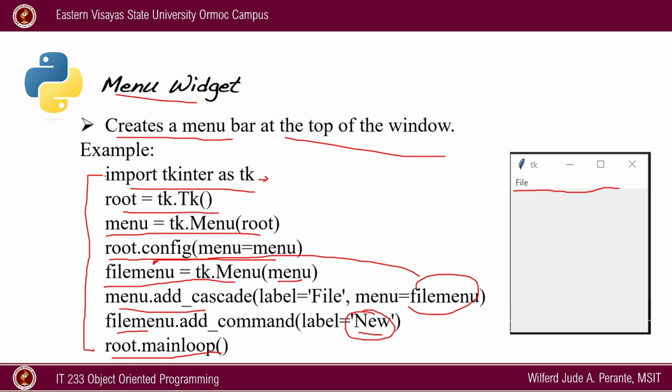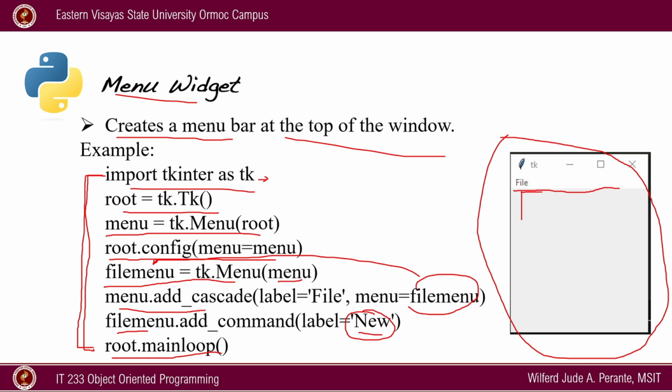So if we're going to run this code in our Python, this is the output. So here under File, there is also New. Okay. So now we're done with the menu widget.